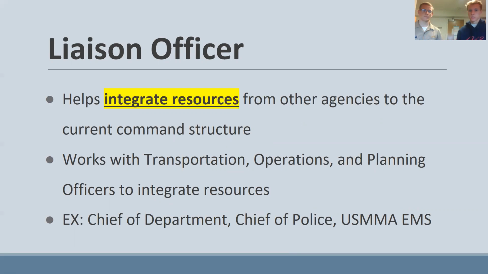The liaison officer is just a different person, someone who tag teams with other agencies to help the flow. It could be a fire chief from Vigilant, a chief officer, or just someone from USMMA that's coordinating with Vigilant or different outside resources and agencies.